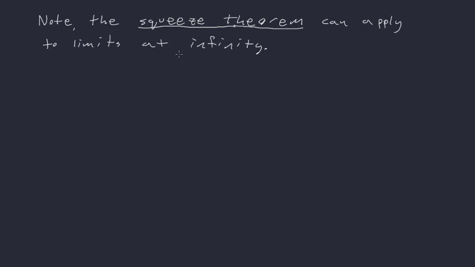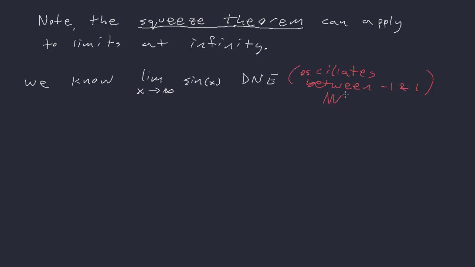All right, so what do I mean by that? Well, just based on the nature of trig functions, we know that the limit as x goes to infinity of sine of x, for example, does not exist. Right? It oscillates between -1 and 1. So since it never settles down, its limit's not going to exist. We also can't say it goes to infinity.